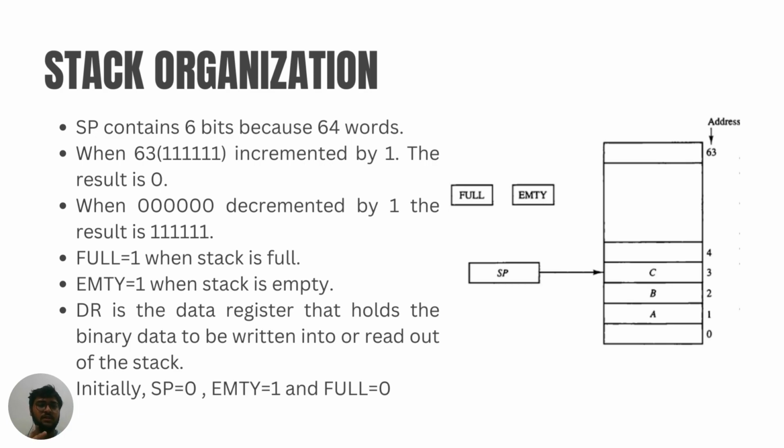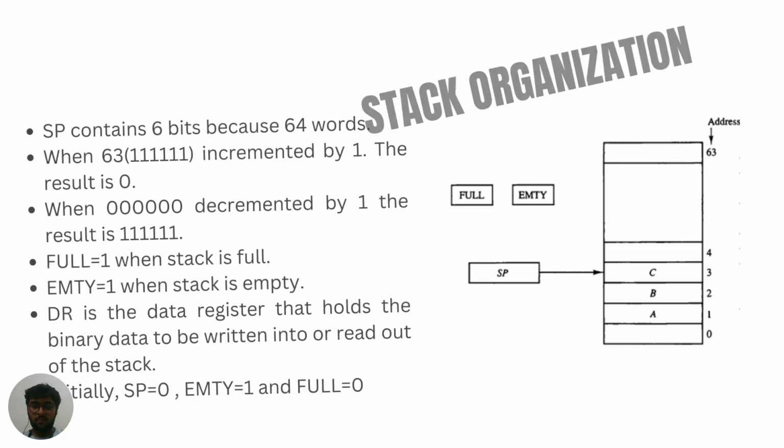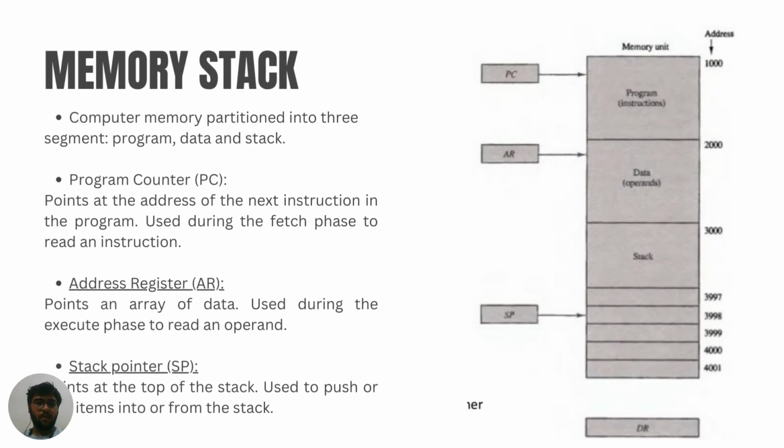So for example, full is equal to 1 when stack is full, and empty is equal to 1 when stack is empty. DR is data register that holds the binary data to be written into or read out. Initially, stack pointer is 0, empty is 1, and full is 0. So we will be seeing this stack organization in implementation in memory stack.